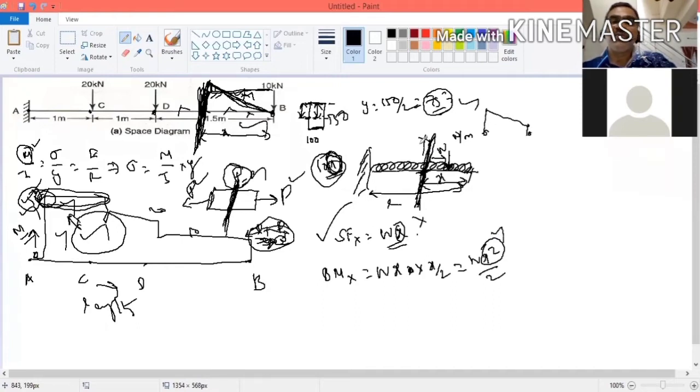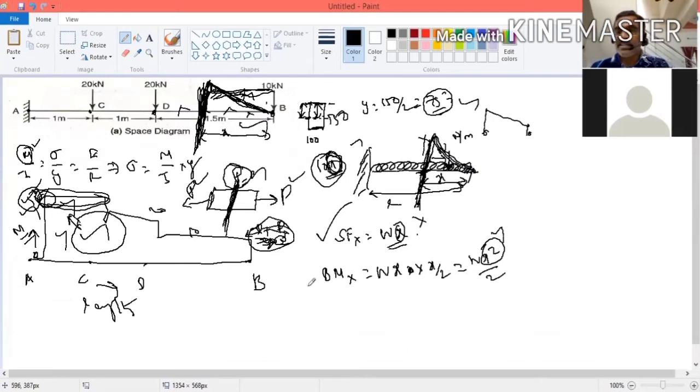So now, if you want to draw between this point and this point, you have to draw a quadratic curve. You have to draw like this, quadratic. In case of point load, shear force is uniform and bending moment is linear. In case of uniformly distributed load, the shear force is linear, bending moment is quadratic.